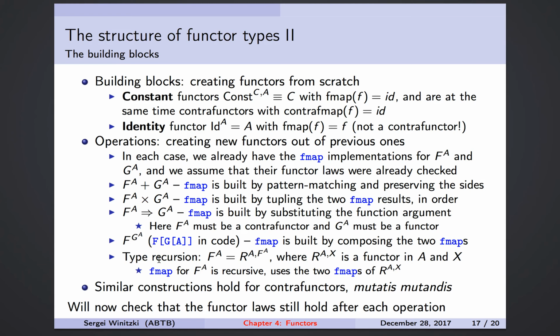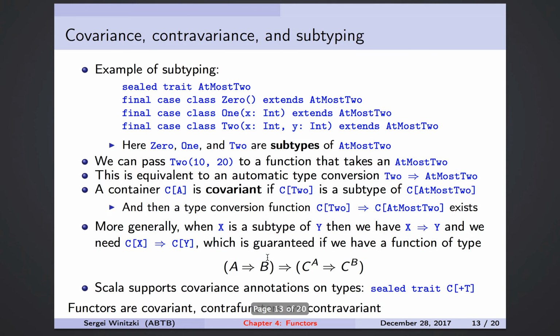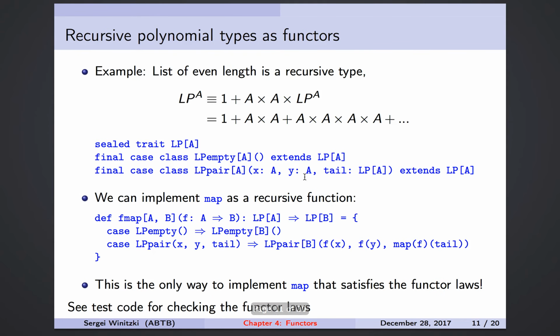And the final case that is interesting is type recursion. So type recursion means that you define a type f using a recursive equation. So you have some r, which is a functor in both a and x, it must be a functor. And then you write this equation. So remember what we had as an example of a recursive polynomial type. So we wrote this equation.